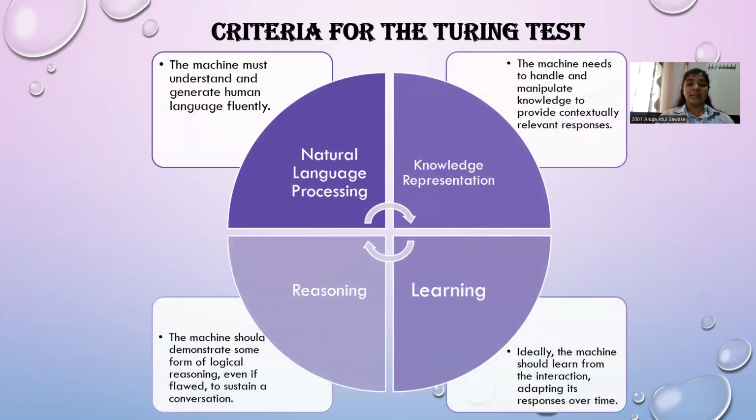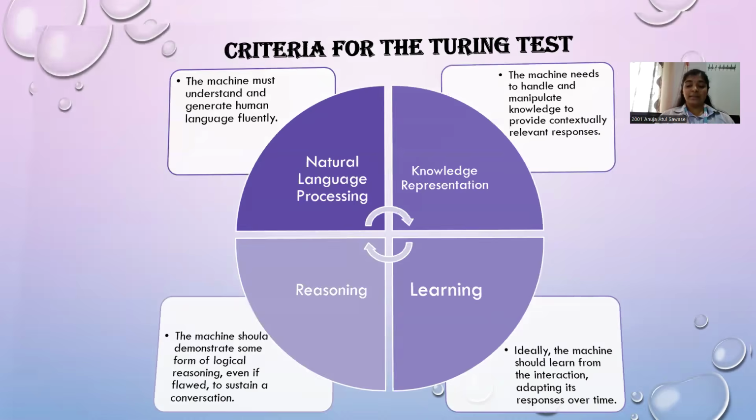Then next are the criteria. The first one is natural language processing, then knowledge representation, then reasoning, and then learning. In natural language processing, the machine must understand and generate human language fluently. In knowledge representation, the machine needs to handle and manipulate knowledge to provide contextually relevant responses. In reasoning, the machine should demonstrate some form of logical reasoning, even if flawed, to sustain a conversation. In learning, ideally the machine should learn from the interaction, adapting its responses over time.